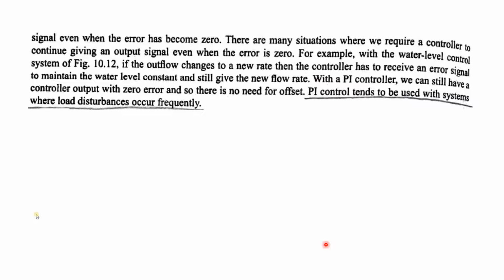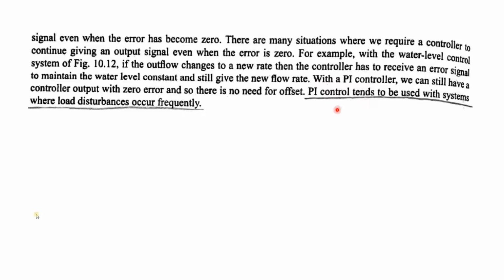Okay, so there are many situations where we require the controller to continue giving an output signal when the error is 0. For example, the water level control. If the outflow changes to a new rate, the controller has to receive an error signal to maintain the water level constant and still give a new flow rate. That means if the water flow rate coming out increases, and the controller keeps on giving the water flow rate at the same previous rate, then there will be error. So it will be able to control that also.